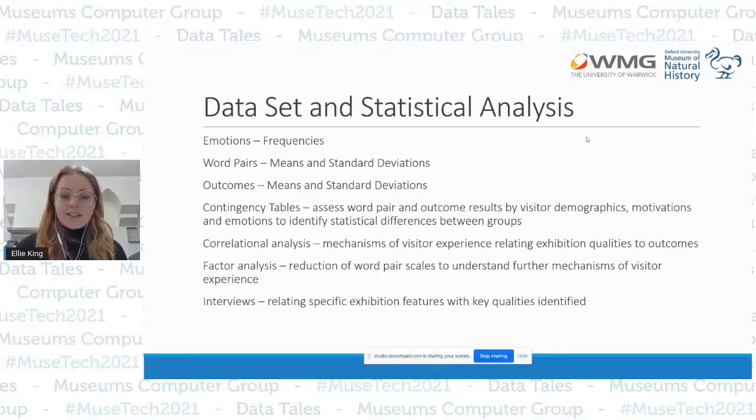So why do visitors find it good? Why do they find it engaging? Why did they find it enjoyable? And what are the qualities of the exhibitions that are influencing those outcomes? So that's essentially what the data set and the statistical analysis can do.